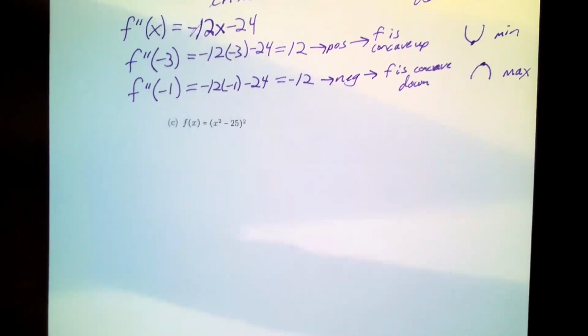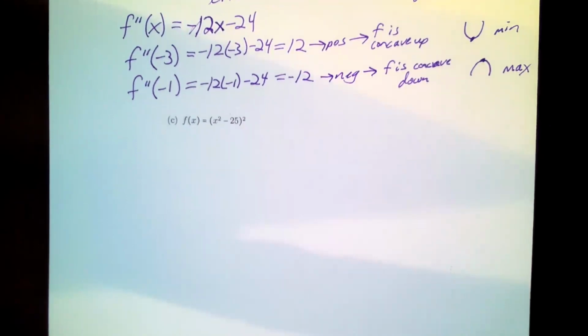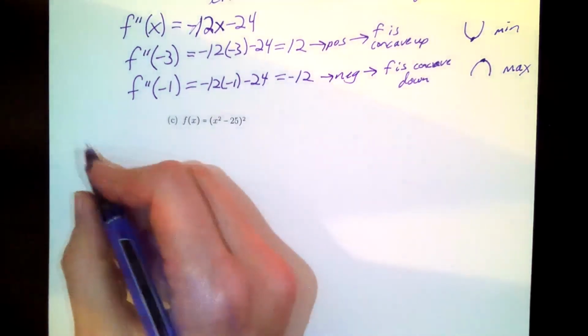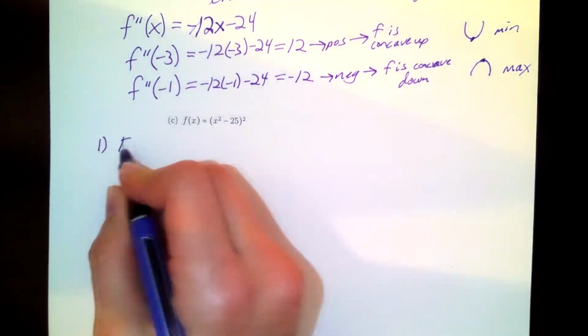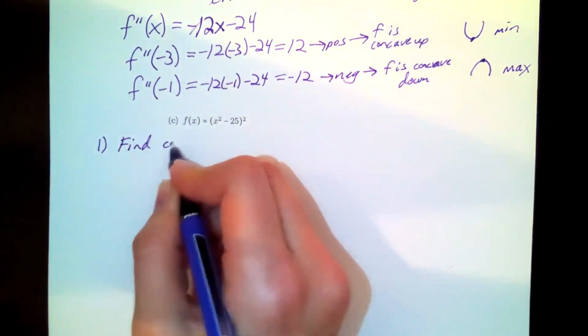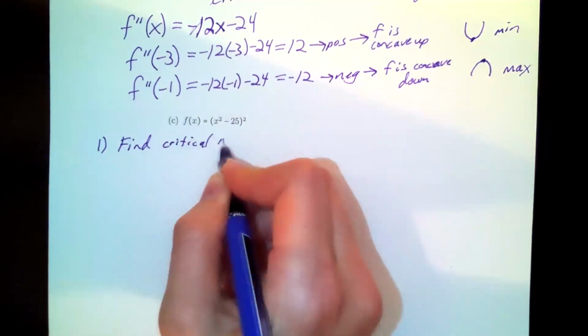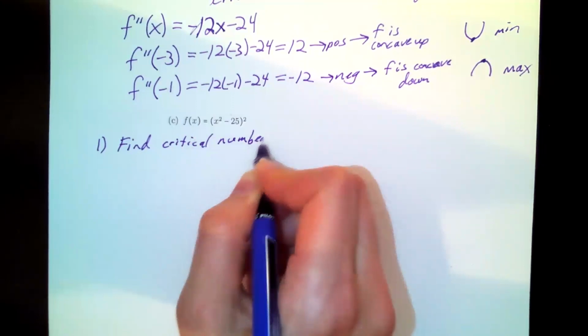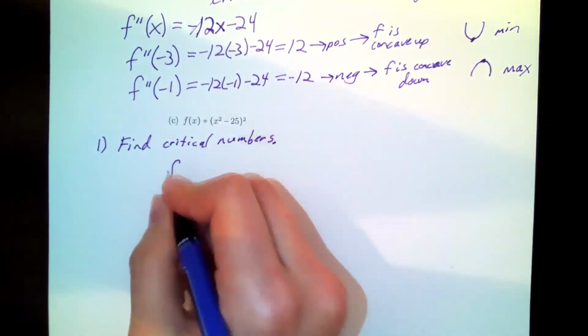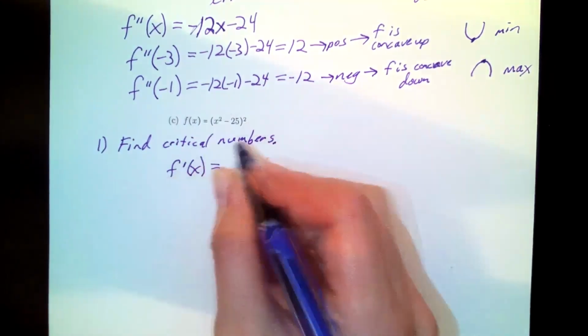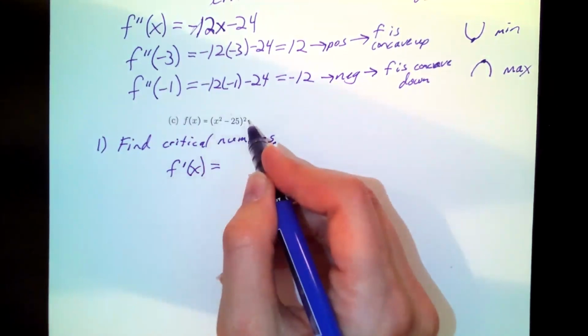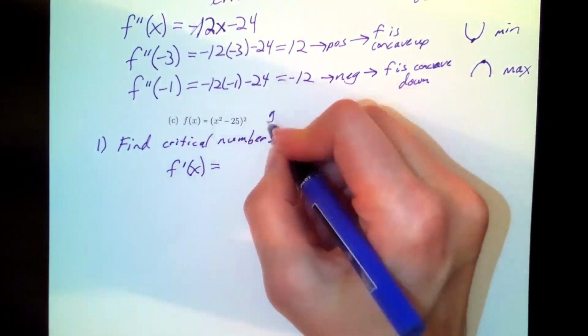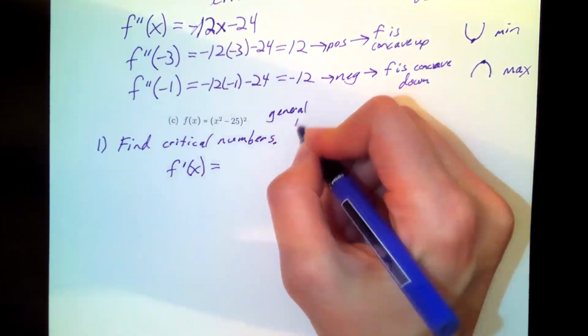All right, let's do this one. Same thing, find the local maxes and mins using the second derivative test. So the very first thing you need to do is find your critical numbers. I need my candidates. We're going to take the first derivative. Now, since this is something in parentheses to a power, what we're going to need to take the derivative here is the general power rule.